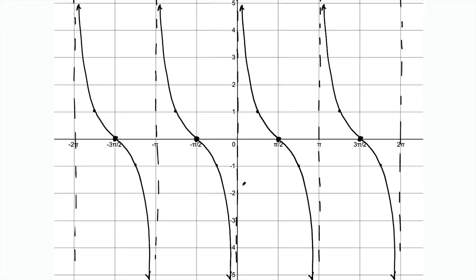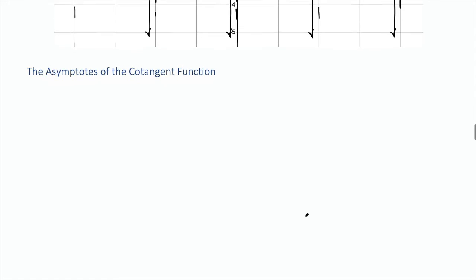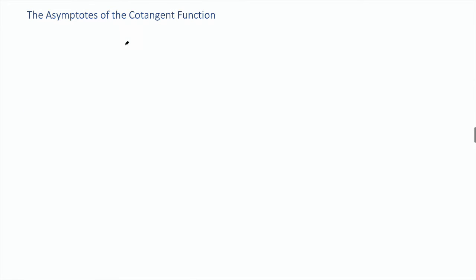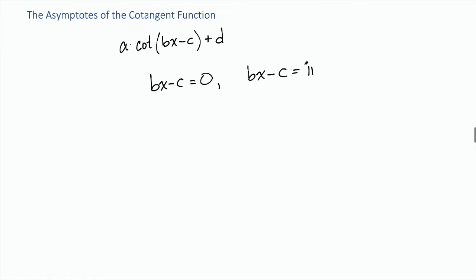Now, again, this gives us a model to follow. When the input of the cotangent is 0 or pi, we'll get some asymptotes. And so that's how we're going to find the asymptotes of the cotangent function. In general, we have a times the cotangent of bx minus c plus d. And when this input, bx minus c, is equal to 0, or when it is equal to pi, we will get asymptotes. And of course, once you got those two asymptotes, you just repeat with that same period to get more and more asymptotes.